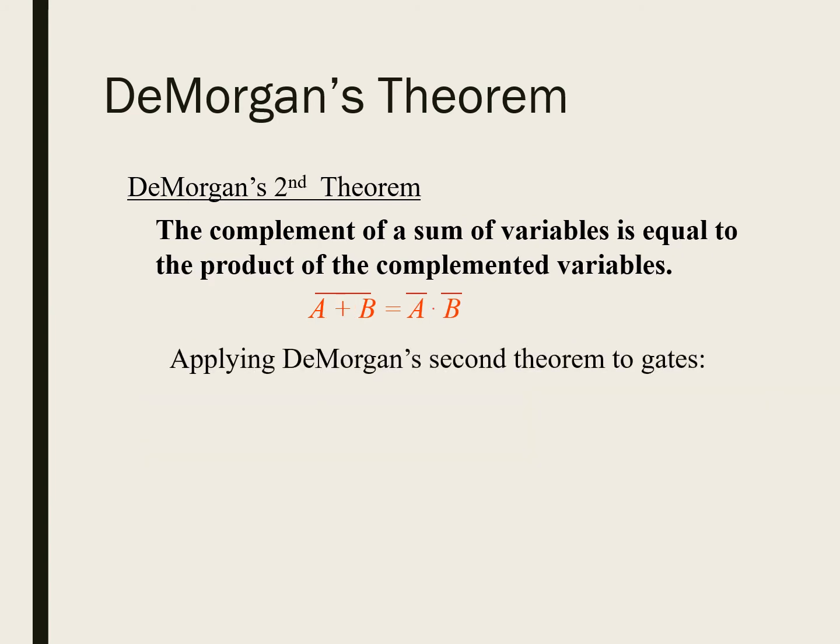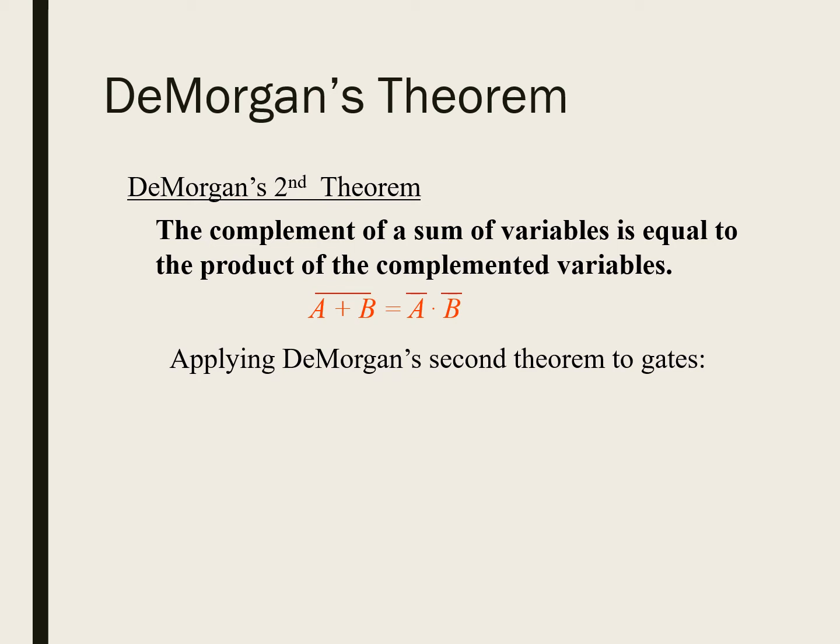The second De Morgan's theorem is that the complement of a sum of variables is equal to the product of the complementary variables. That is, (A plus B) the whole bar is equal to A bar dot B bar. That is, (A or B) the whole bar is equal to A bar and B bar according to the gates.